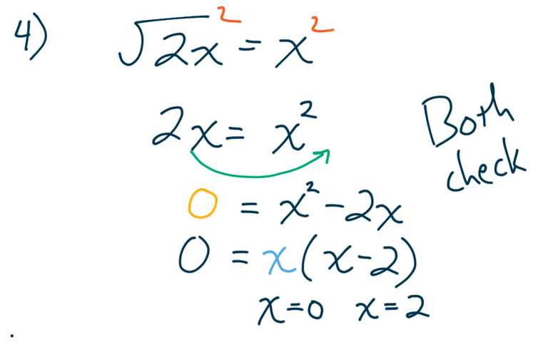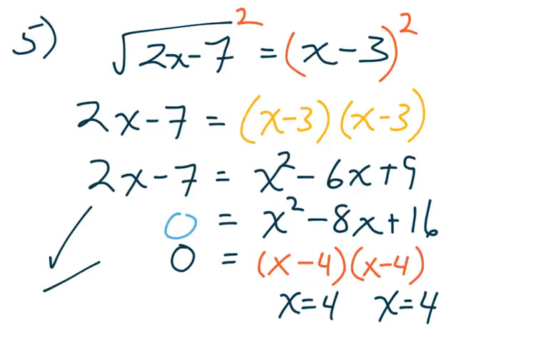For number 4, you square both sides. Once again, you have an x squared, so with the green arrow, we want to set it equal to 0. That's what's shown in gold. Now, when it's equal to 0, you can do some simpler factoring. It's called GCF factoring. You take out that blue x. That leaves you with 2 answers, x equals 0 and x equals 2, and they both check.